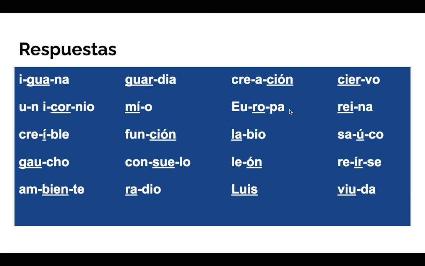Europa has a diphthong here that we keep as a diphthong. It's llana, ending in an A, so it does not need an accent. Reina has a diphthong. It is llana, ending in a vowel, does not need an accent.